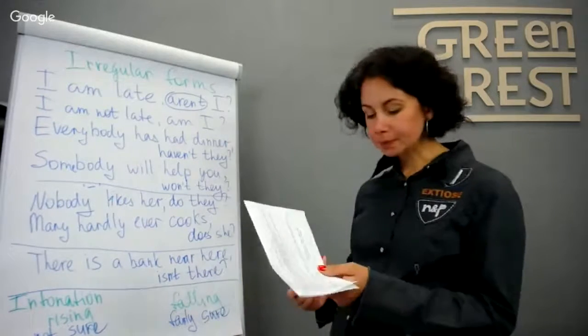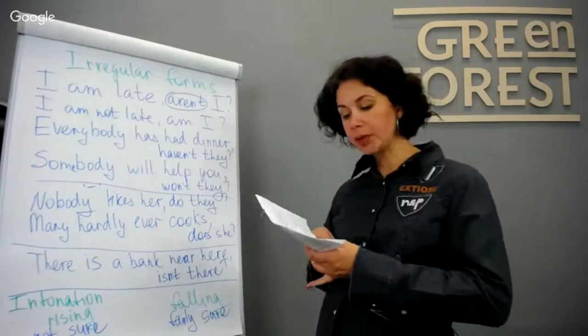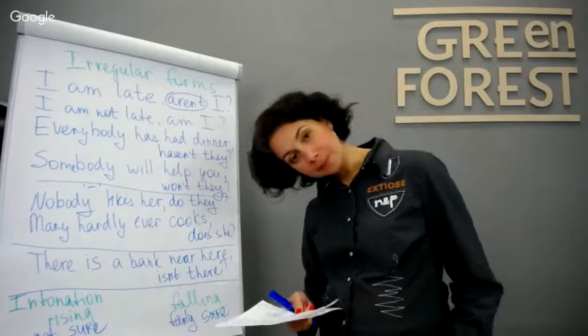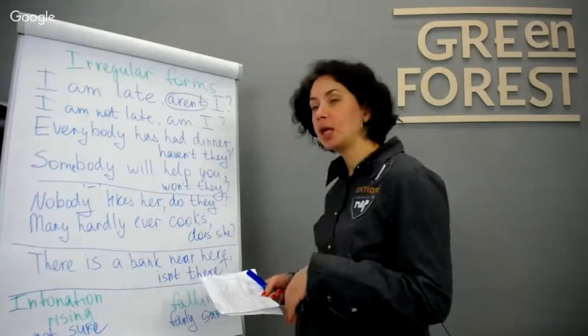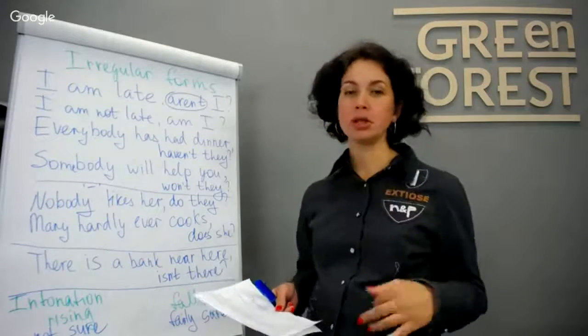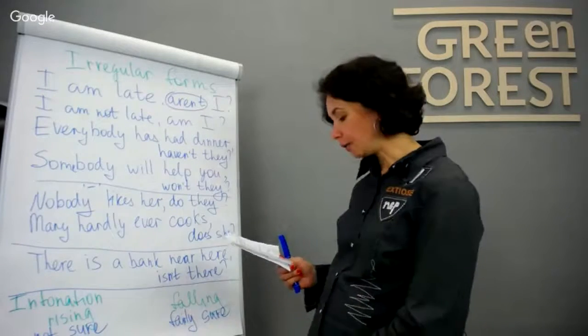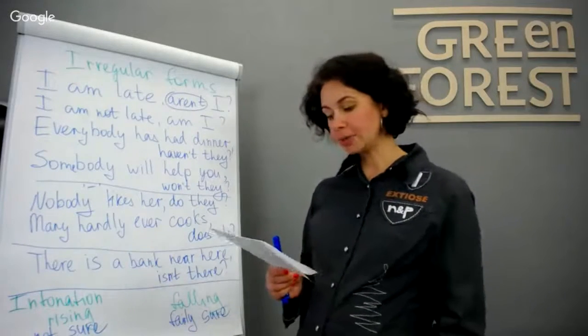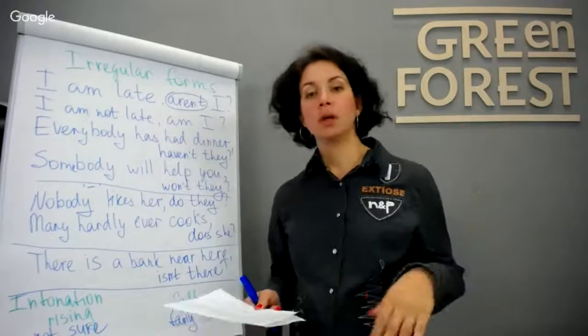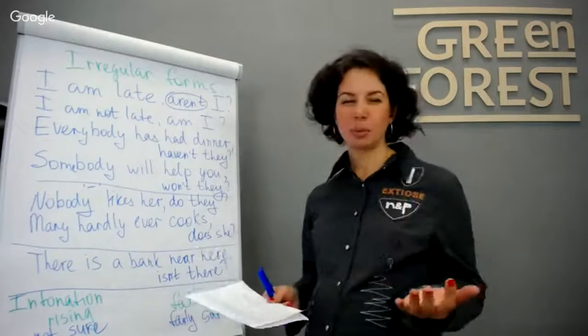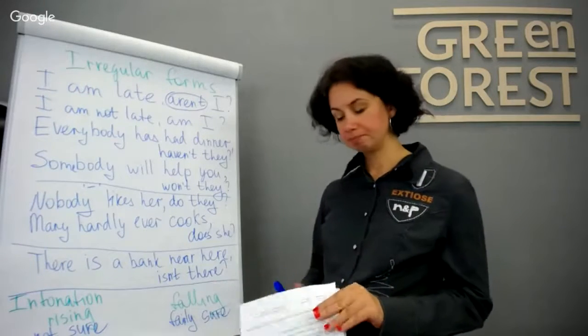For example, we have met before, haven't we? The intonation falls, so you are almost sure that you've met. You were at Kim's party, weren't you? You are not sure, you don't remember this person at her party.